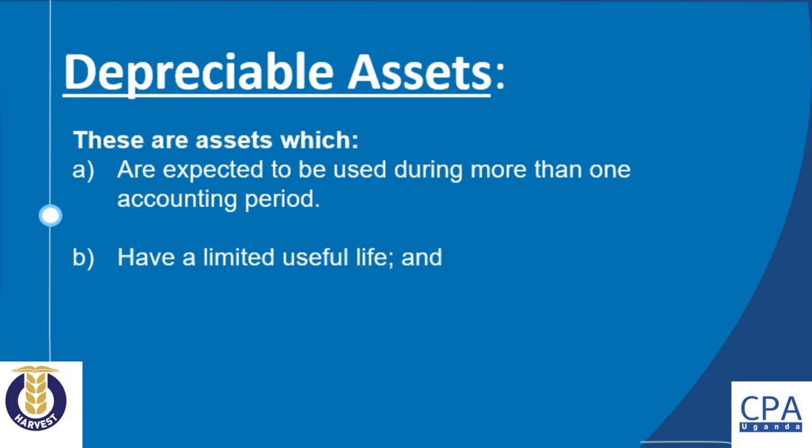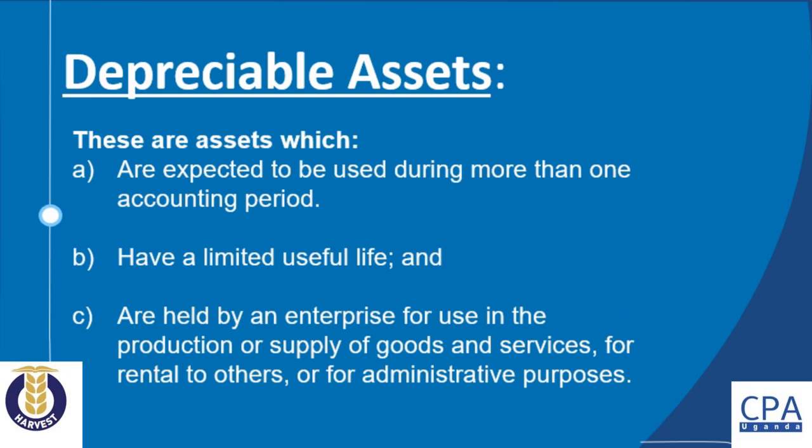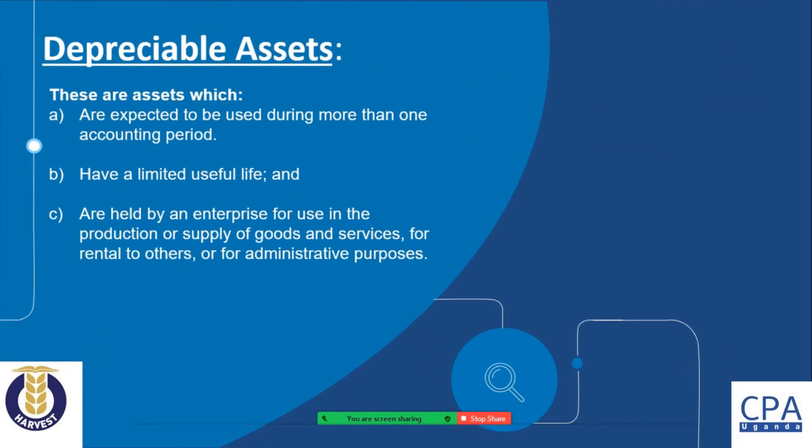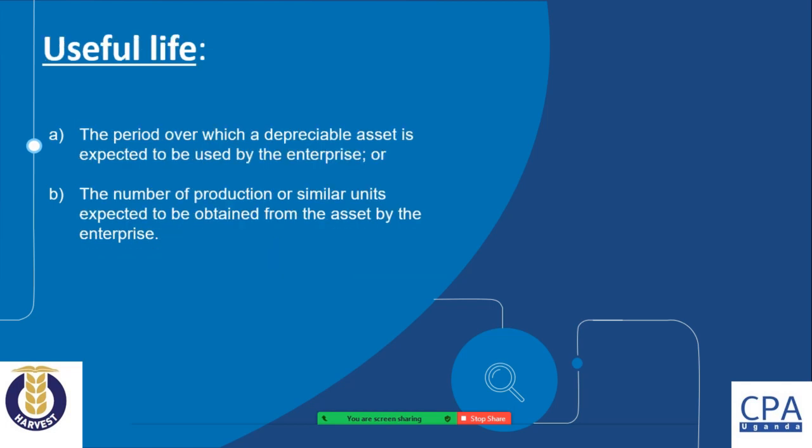A depreciable asset is an asset which has a limited useful life. And the asset is held by the enterprise for use in the production or supply of goods and services, for rental to others, or for administrative purposes. Now, if the examiner wants me to define depreciable asset, am I supposed to put all this down? Yes.